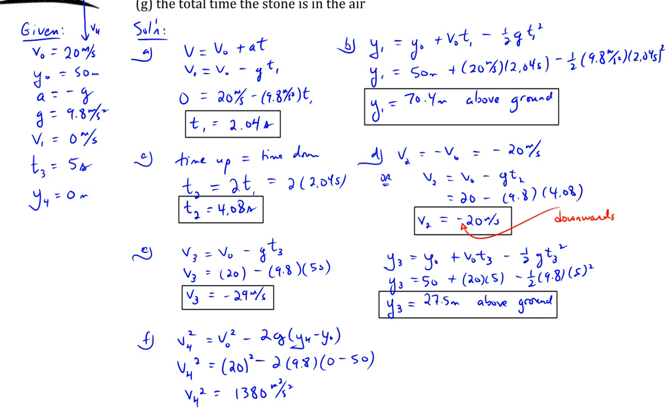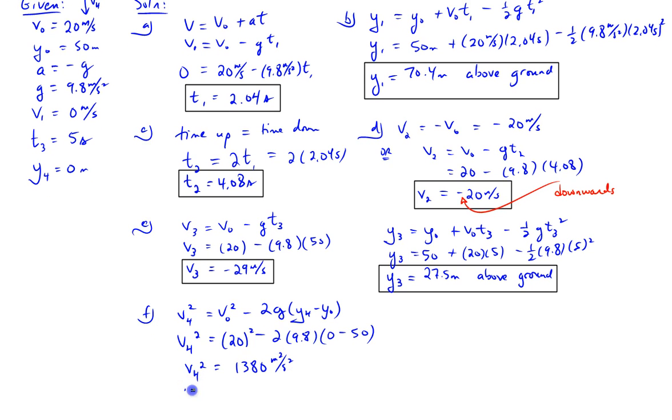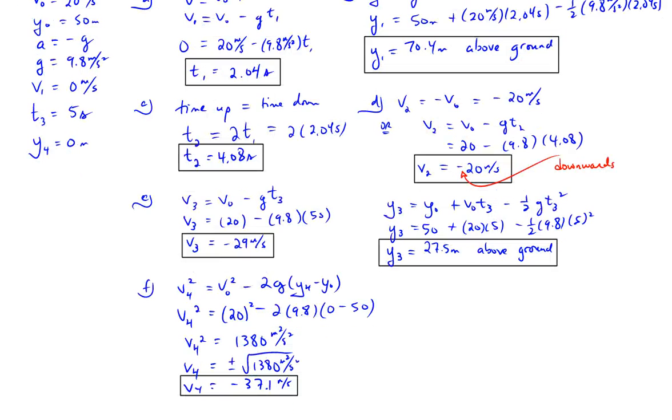And then now we're solving for the velocity at 4. Remember, when you take the square root here, you're going to have to do plus or minus the square root of 1380. And you need to choose the logical solution, which is going to be a negative answer. You're going to reject the positive because remember, it's going downwards when it hits the ground. And this answer is negative 37.1 meters per second. The reason why we have a negative is because it's going down.